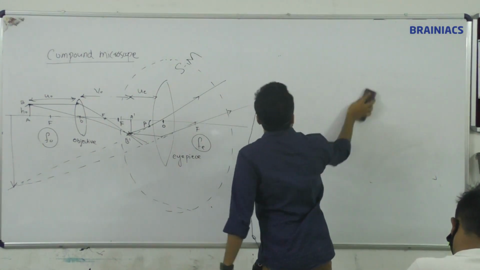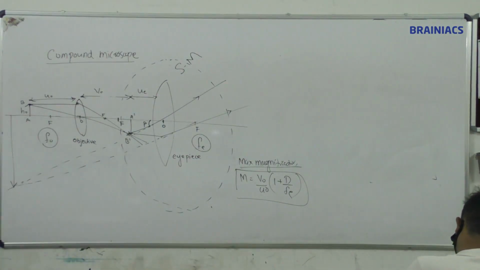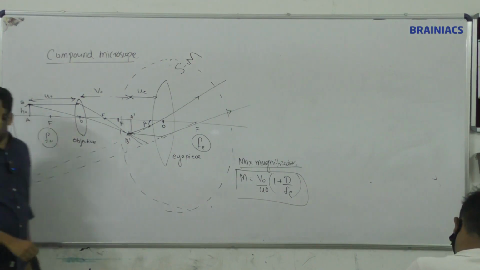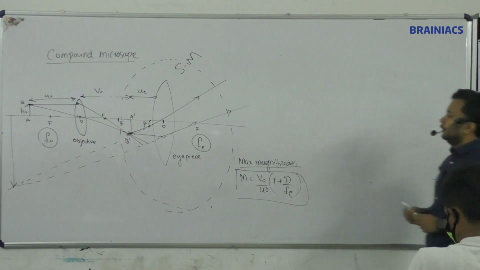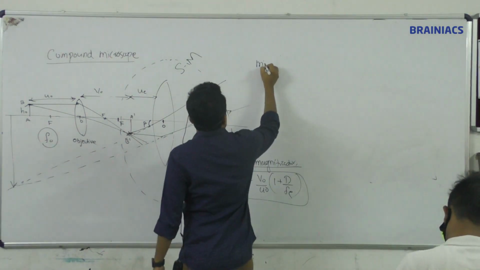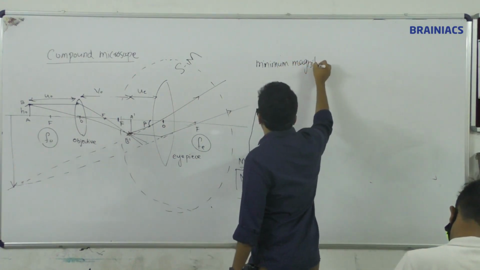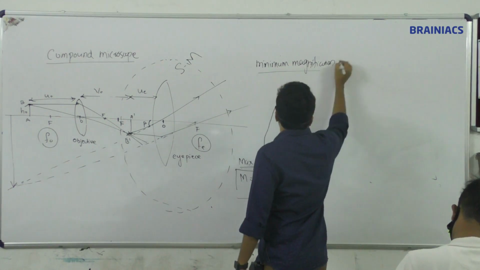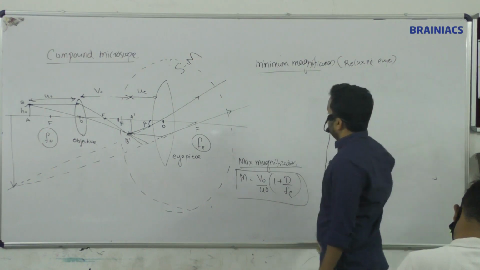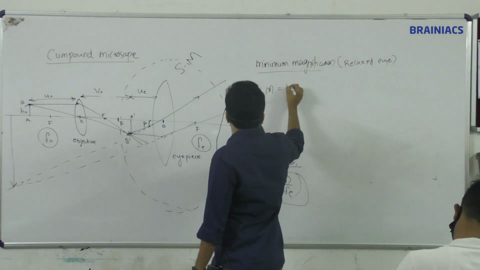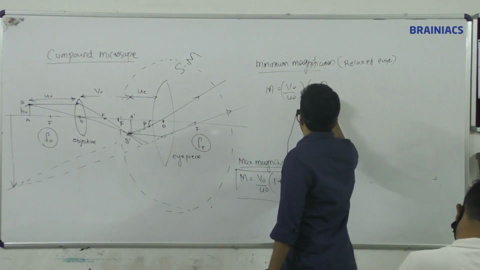Conditions for minimum magnification, which means for a relaxed eye. Minimum magnification is also called a relaxed eye, right? This is what we learned. So for a relaxed eye, what will the formula be? V0 by U0 into the minimum. Minimum means D by FE.